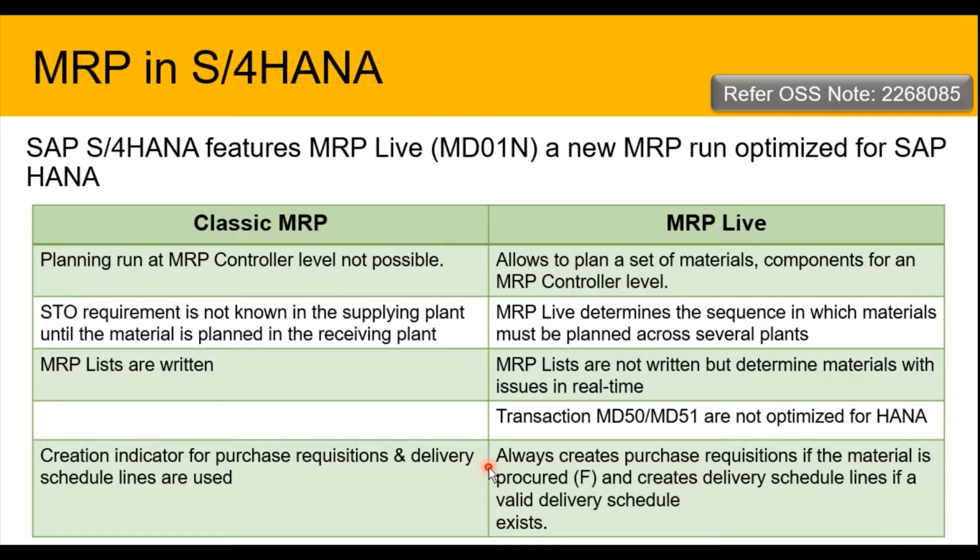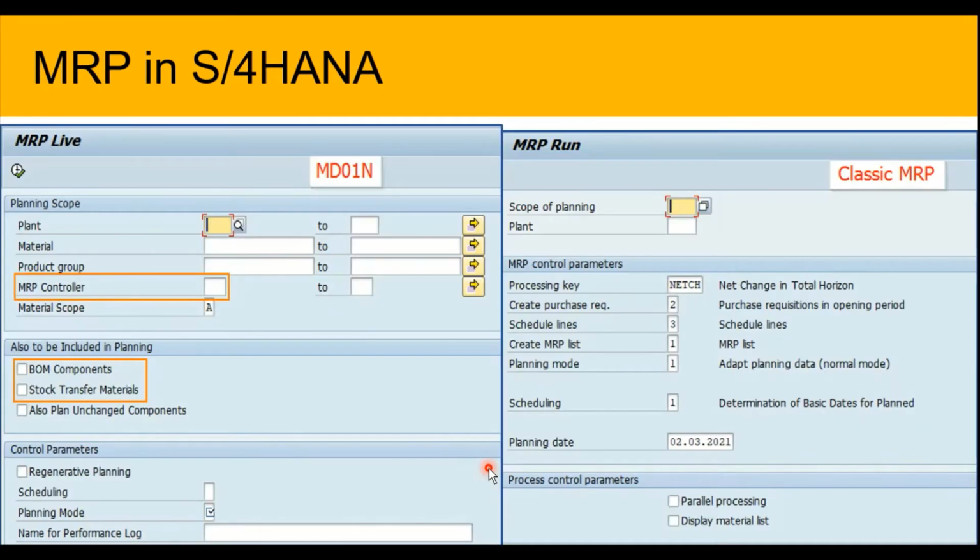System will automatically decide whether it should be a purchase requisition or a planned order based on the procurement type of the material. And if there is any delivery schedule defined for the material, it will automatically create these delivery schedule lines. So again, if we go back to this MD01N screen or the MRP Live, here we cannot see the creation purchase requisition option here.